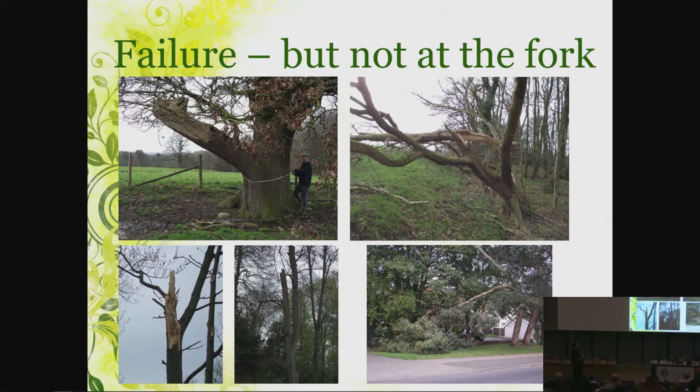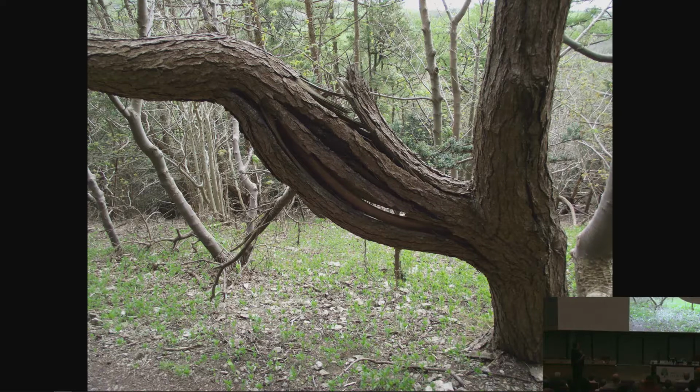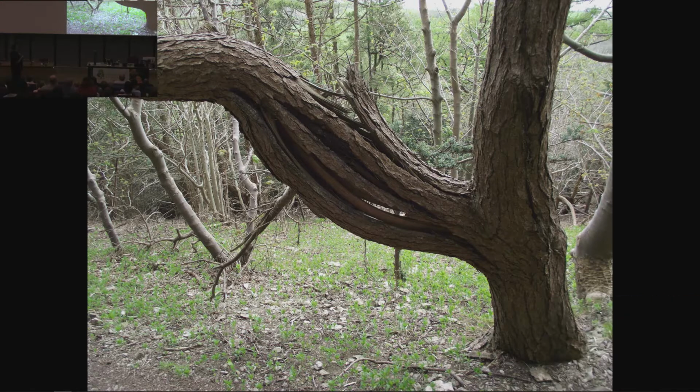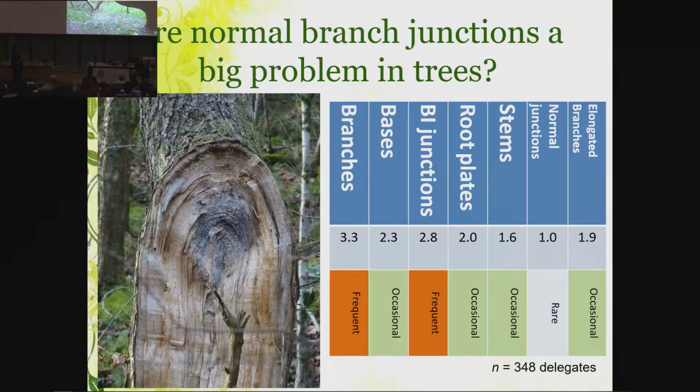So one of the things I've been gathering is pictures of failure, but not at the fork. So it's not uncommon for them to fail away from a junction. Okay, it's just people don't report that. Okay, that's a big failure, got away from the junction. The axillary wood was stronger than the branch, so that survived, that didn't survive. Okay, so there's a lot of that when you look.